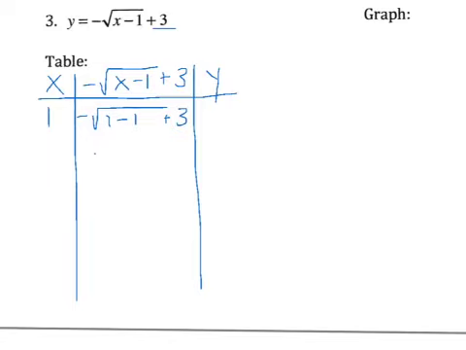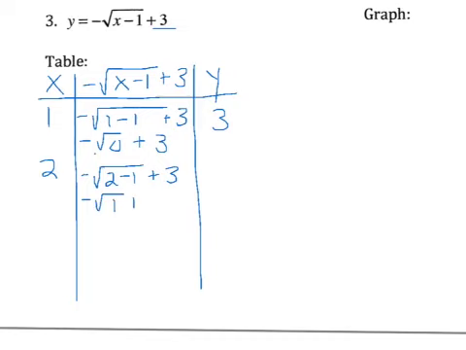The square root of 1 minus 1 is the same as taking the square root of 0. So first we want to take the square root of 0, multiply it by the negative, which is still 0, add 3. So my answer is 3. The next number I'm going to plug in is 2. If I plug in a 2, it's going to be the same as taking the square root of 1. The square root of 1 is 1. Then we need to multiply it by a negative. So we end up with negative 1 plus 3, which is 2.